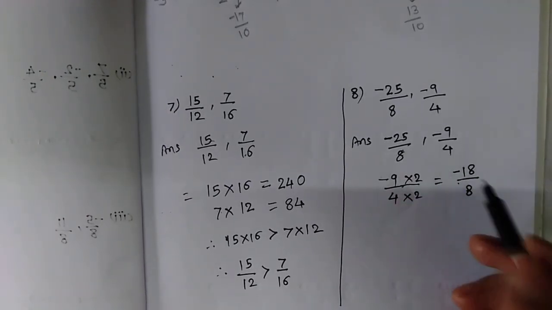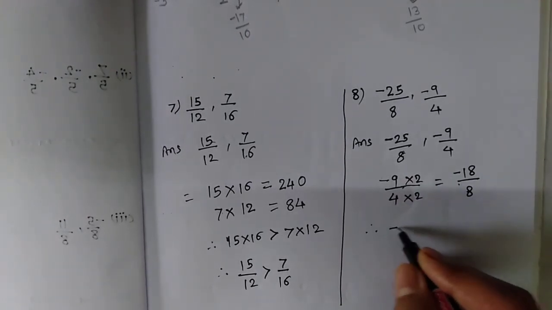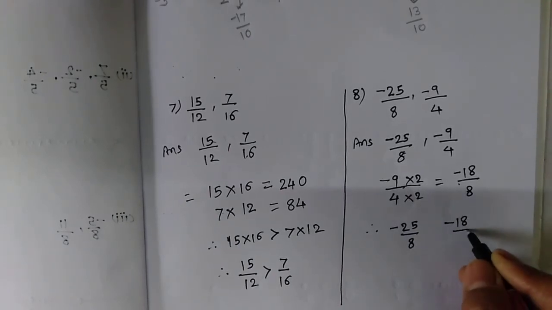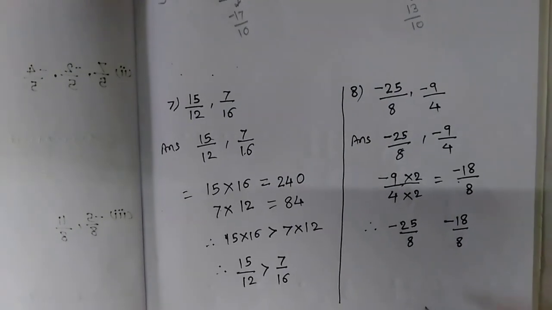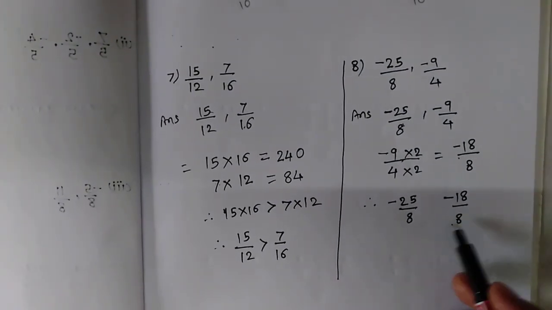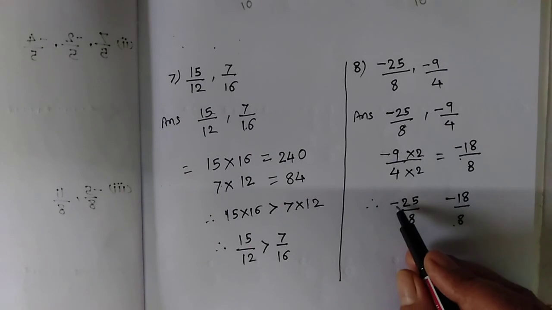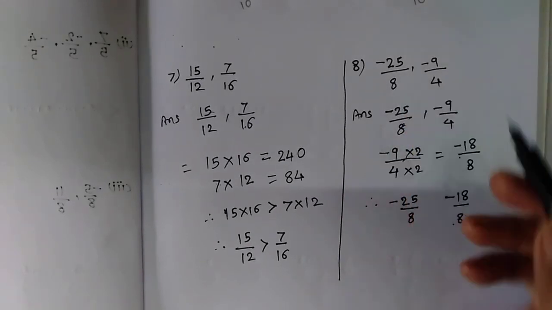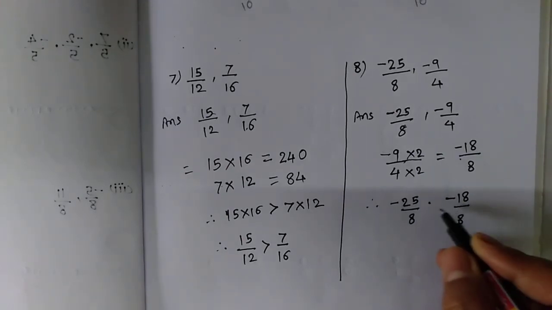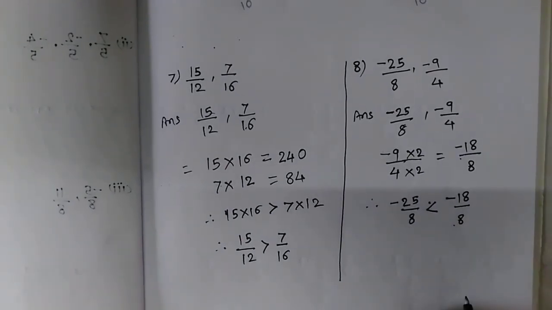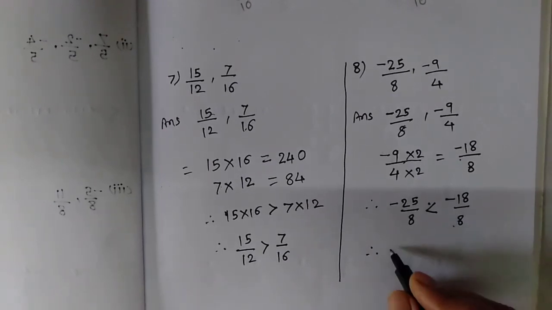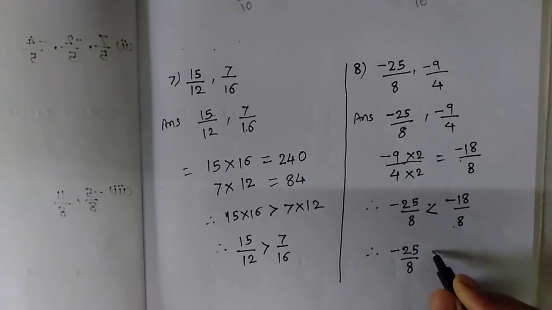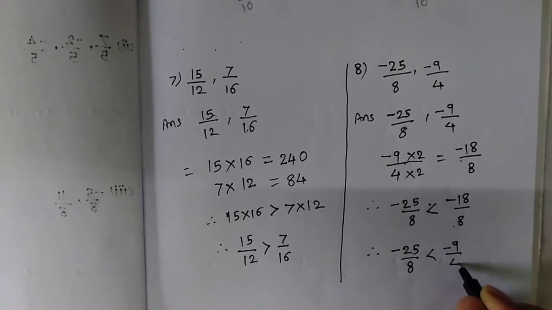So take both rational numbers. Therefore minus 25 upon 8 and minus 18 upon 8. Now both the denominators are same. So minus 25 is less than minus 18. Therefore the first rational number is less than second rational number. So write down, therefore minus 25 upon 8 is less than minus 9 upon 4.